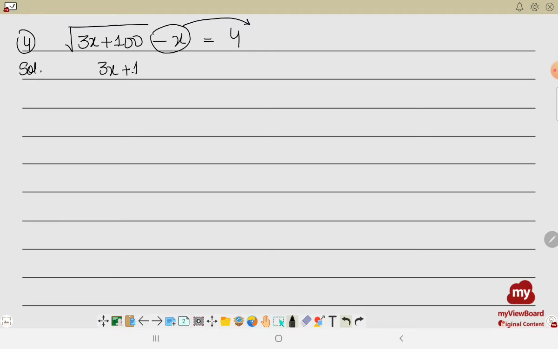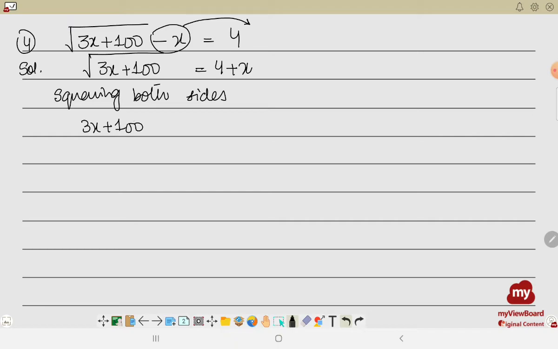So the square root of 3x plus 100 will have 4 plus x, or x plus 4, it is one and the same thing. So now let's square both sides. When you square both sides, the square will get cancelled by the radical sign. On the left hand side you have 3x plus 100, and on the right hand side the square will be opened. We are applying the first algebraic identity.